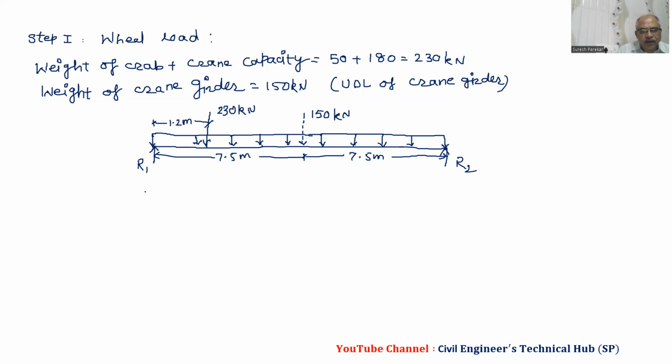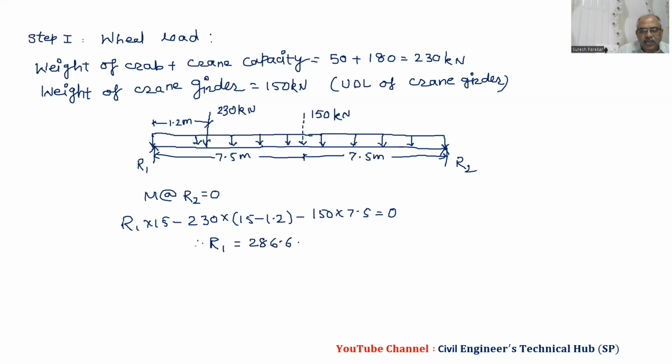Now we will find the value of R1. So we will take moment about R2 equal to 0. From this we get R1 into 15 minus 230 into (15 minus 1.2) minus 150 into 7.5, and this is equal to 0. From this we will get the value of R1, which is equal to 286.6 kilonewton.